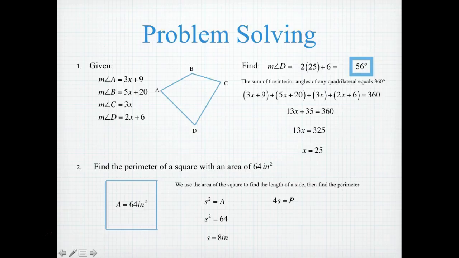And the formula for the perimeter of a square is to take that side and multiply it by 4. So once I have the side length of 8, I multiply that by 4, and the perimeter of the square is 32 inches. So if I have a square that has an area of 64 square inches, it would have to have a perimeter of 32 inches.